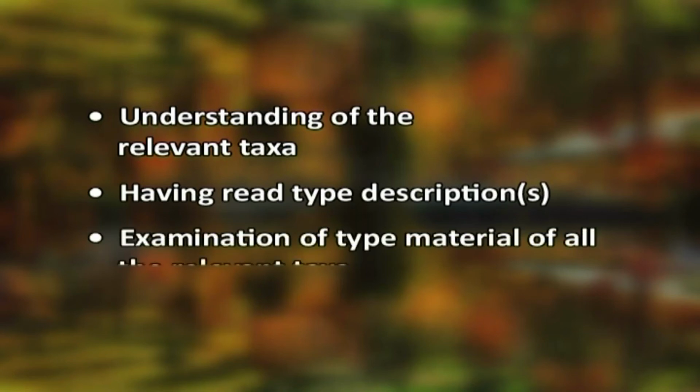Now, we come to type method. When identifying material, a taxonomist attempts to apply a taxon name to a specimen or a group of specimens based on number 1, his or her understanding of the relevant taxa, number 2, having read the type descriptions and examination of all the type materials of that relevant taxa. If there are more than one named type specimens that all appear to be the same taxon, then the oldest name takes precedence and is considered to be the correct name for the material in hand.